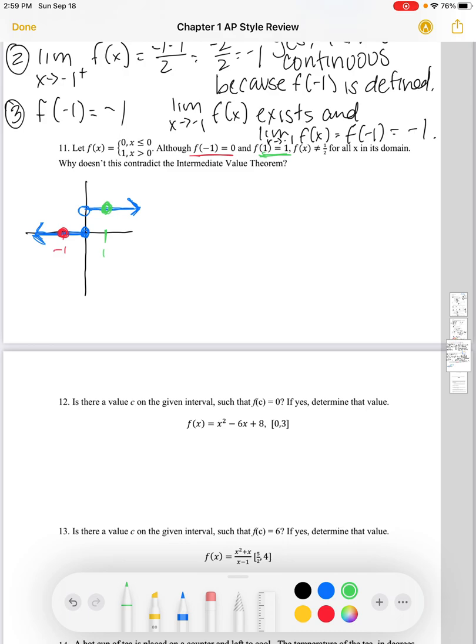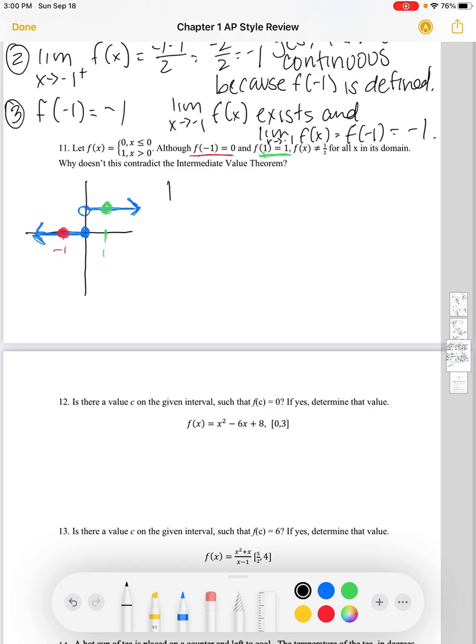And IVT says if f of -1 is equal to 0 and f of 1 is equal to 1 on a continuous function, there would have to be a 1/2 somewhere in that range. Somewhere we were going to hit a y value of 1/2. So why doesn't this contradict the IVT? Well, this doesn't contradict the intermediate value theorem because the function is not continuous.